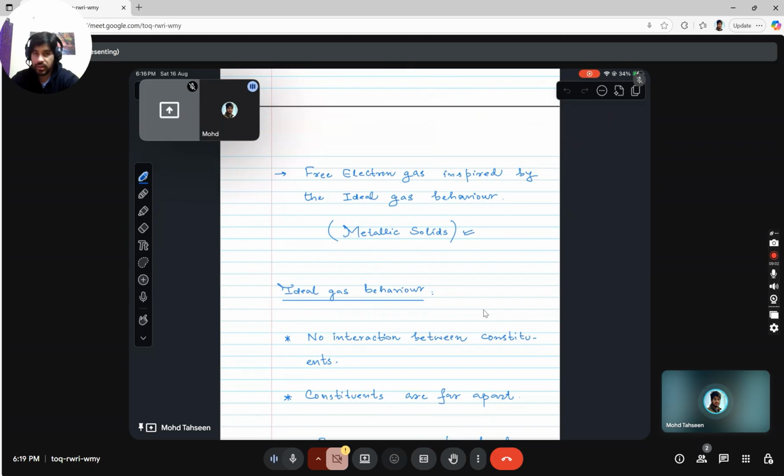And that's why, at the end, we closed the lecture by making the remark that in certain cases this Drude model, which is based on ideal gas behavior, overpredicts some of the quantities and underpredicts some other quantities.